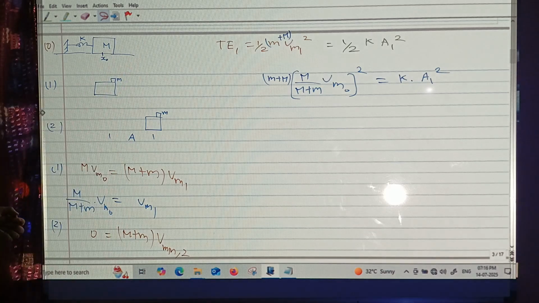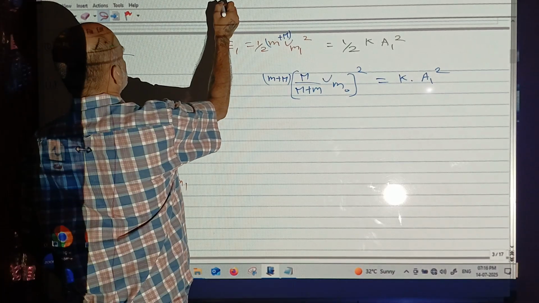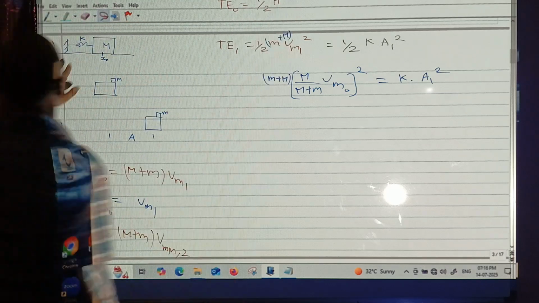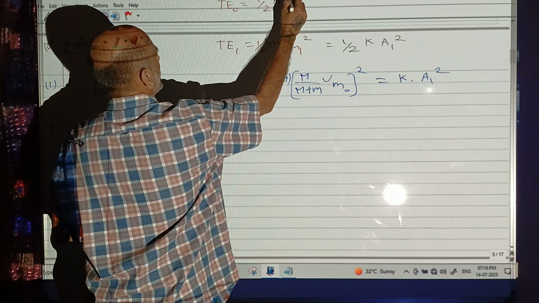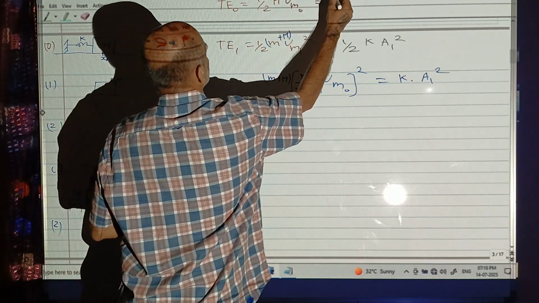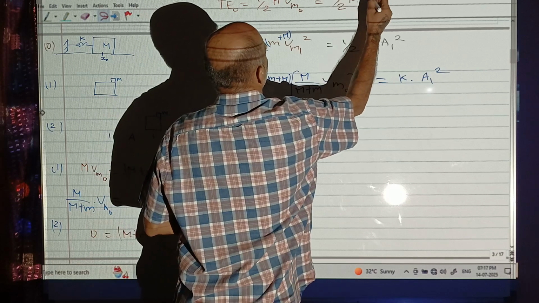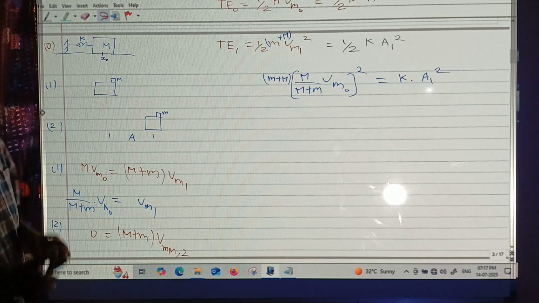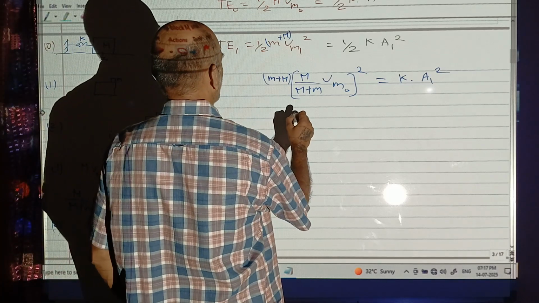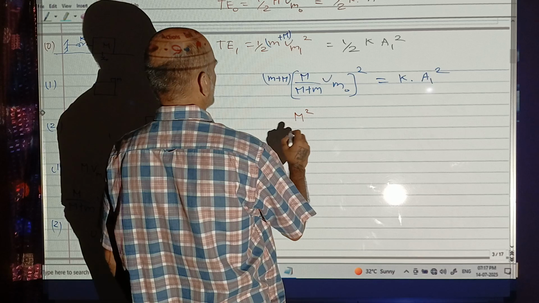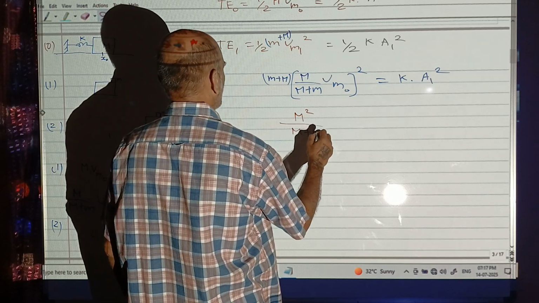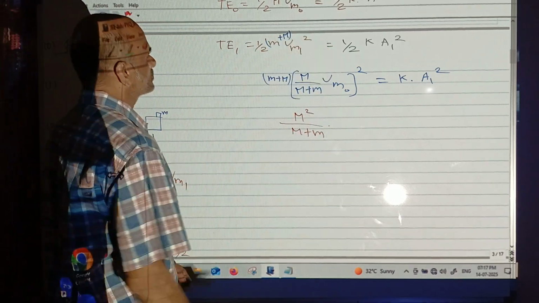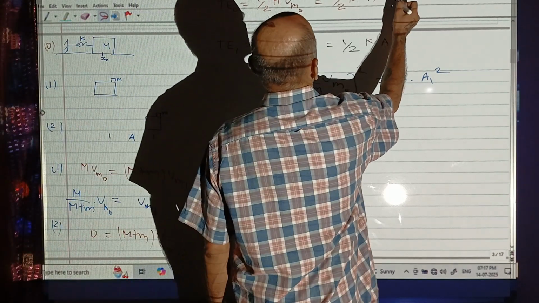This amplitude I can get in terms of, so the total energy in the zero case is half M, only capital M is oscillating in the zero case, half M Vm naught square, which is equal to half k A square. Okay, so from the second element, Vm naught, this thing will become M square by M plus m into Vm naught square. So Vm naught square I can get from here.